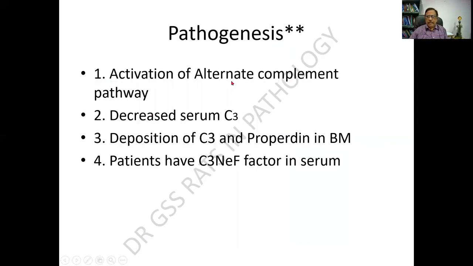What is the pathogenesis? It can be because of activation of the alternate complement pathway. It is a long flow chart, but we shall remember these words alone. Alternate complement pathway is activated and there is a utilization of the complement. Therefore, there is a decrease in serum C3. The complement is deposited along with it in the basement membrane. And the patients have a C3 nephritic factor in the serum. This can be asked as an MCQ. This is probably the culprit that propagates the disease. C3 nephritic factor in the serum.